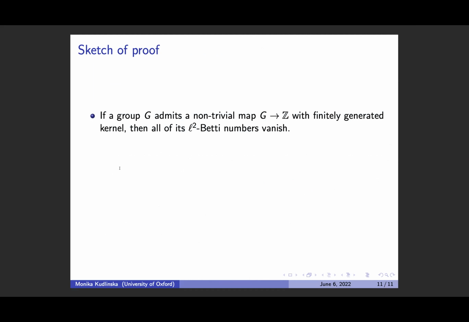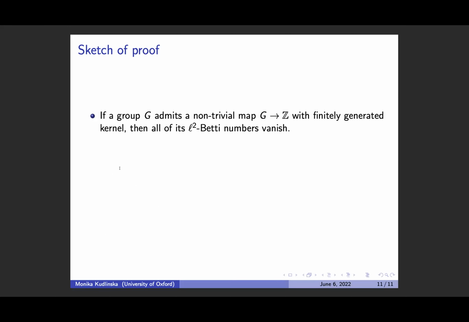So first of all, we need a way of characterizing when a group admits a map to Z with finitely generated kernel. We actually use the word fibering for this as well. Just remember, we had the three-manifold fibered over the circle. Here we have a group that fibers. That just means it admits a non-trivial map to Z with finitely generated kernel.